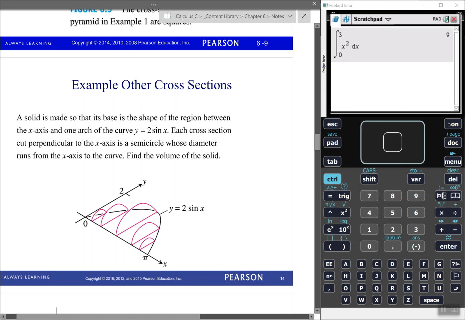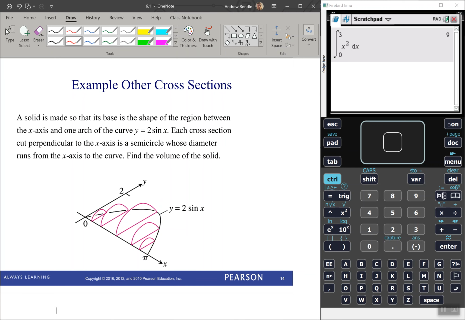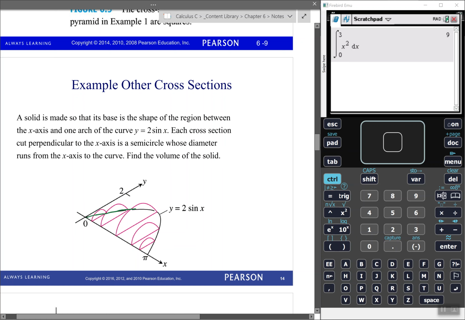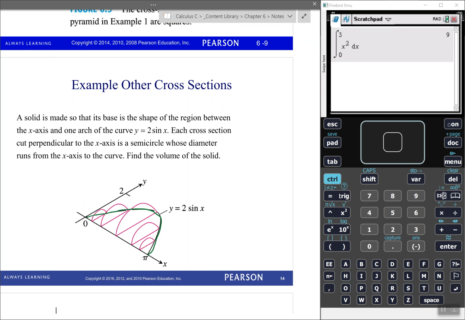So this is a solid made with the base that has the area, the base here, from the x-axis up to this curve y equals 2 sine x. Probably not a great idea to draw in red one that's already in red, so we'll draw in green. So this is the function 2 sine x. The cross sections are going to be perpendicular to the x-axis. They'll always tell you what axis they're perpendicular to, that way you know which way they're running. Perpendicular to the x-axis, they are semicircles whose diameter runs from the x-axis to that curve they just mentioned, 2 sine x.